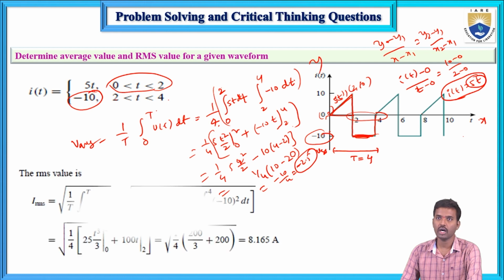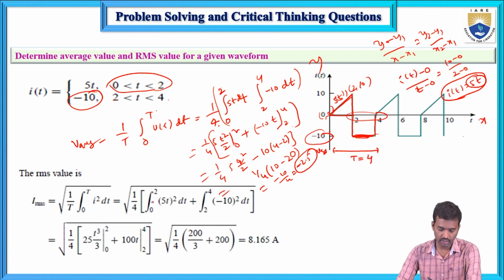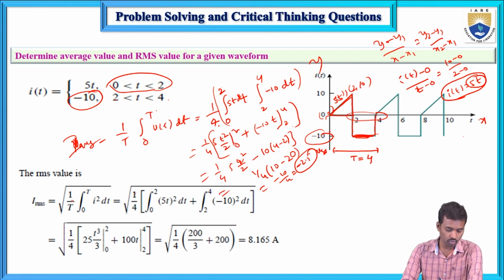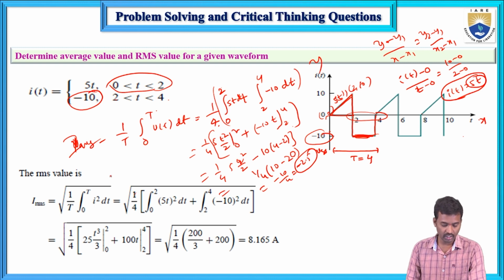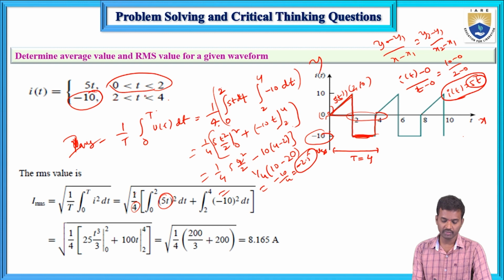Now, next, what about the RMS value? The RMS value is also the same here, 1 by 4. So, I RMS, not V RMS, I RMS, equals 1 by T integral 0 to T of I of t square. I of t square means the current function here, 1 by 4 is the time period, and 0 to 2, 5t square, this is I of t in between 0 to 2, and in between 2 to 4, this value is 10.